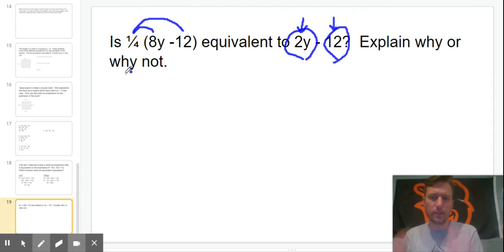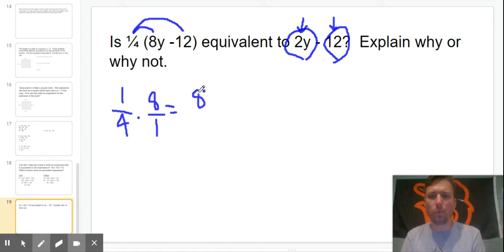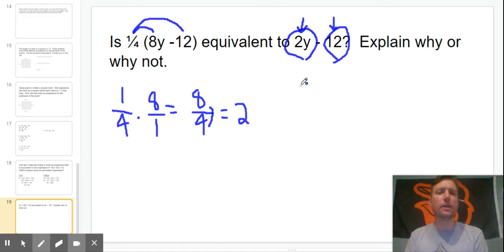Or if you can't do that mentally, you can multiply 1/4 times 8. 8 as a fraction would be 8 over 1. So we multiply 1 times 8 would be 8. 4 times 1 would be 4. So I have 8 over 4. How many times does 4 go into 8? That would be 2. Simplify it to 2. There you go. So when you multiply 1/4 times 8y, you would get 2y.